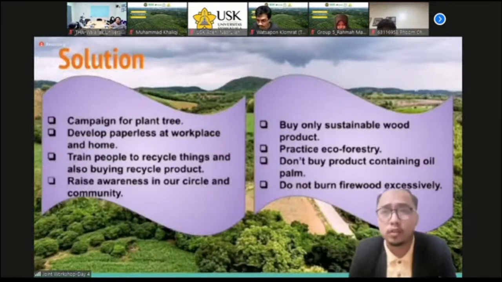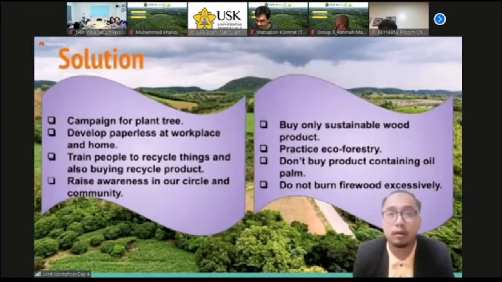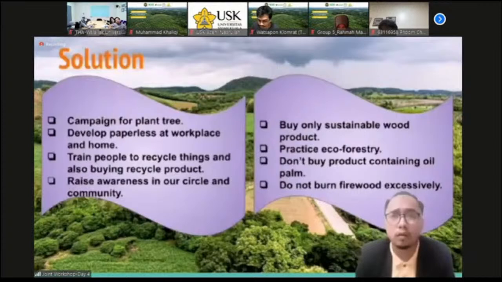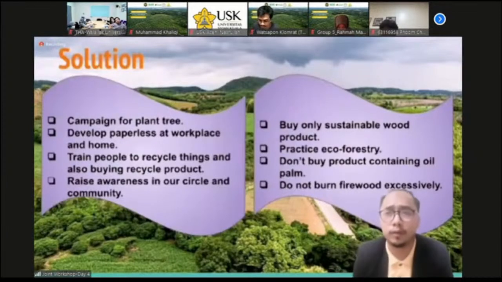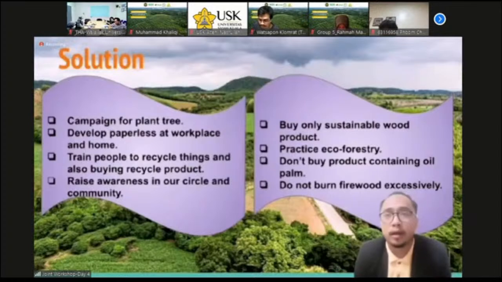Okay, I will go through the solution part. So the first one is to have a campaign to plant trees, which is considered a lifelong investment into the environment, and it is also essential for the overall health and quality of life in the community.